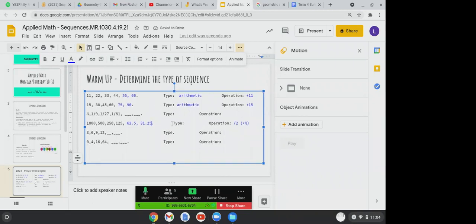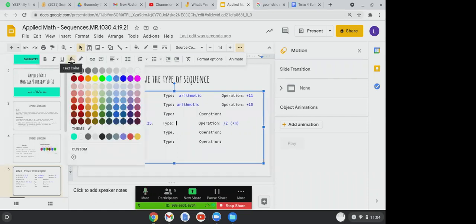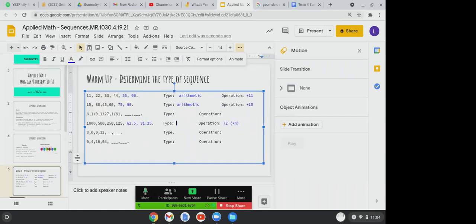All right, so because we are dividing or multiplying, depending on how you look at it, is the sequence geometric or arithmetic? The G word, right? Yes, that makes it a geometric sequence.